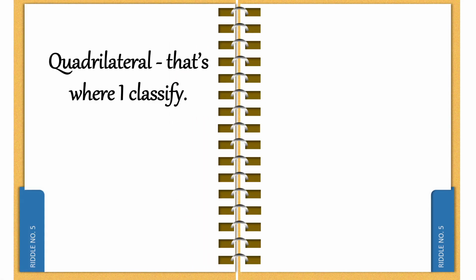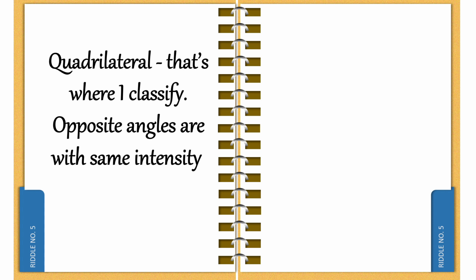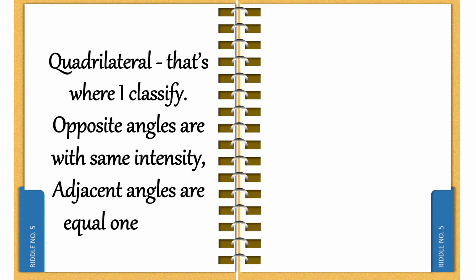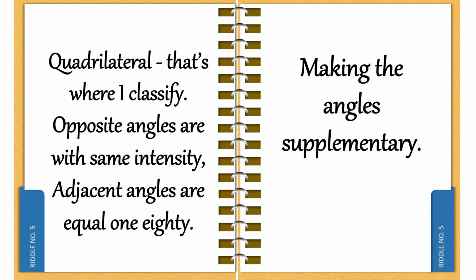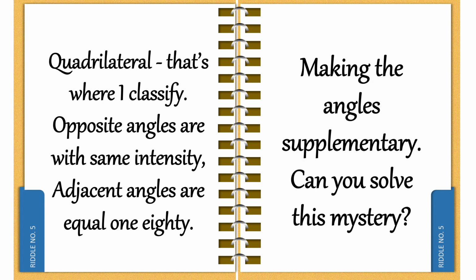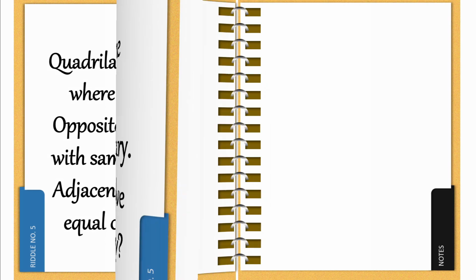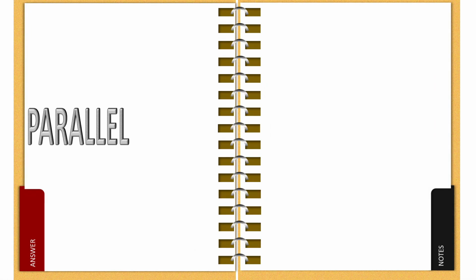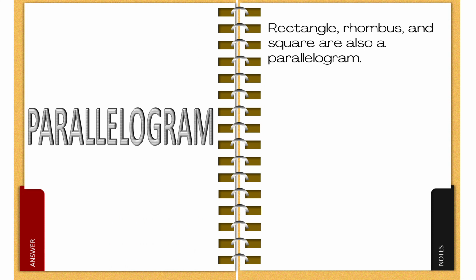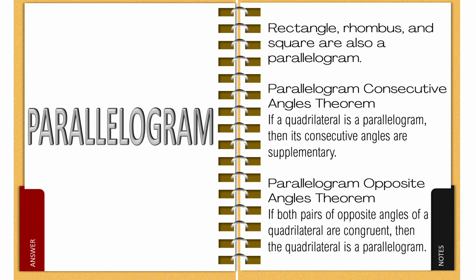Quadrilateral, that's where I classify. Opposite angles are with same intensity. Adjacent angles are equal 180, making the angles supplementary. Can you solve this mystery? Parallelogram is the correct answer. Remember that the rectangle, rhombus, and square are also described by the riddle since they are parallelograms. Meanwhile, these two theorems support the answer to the riddle.